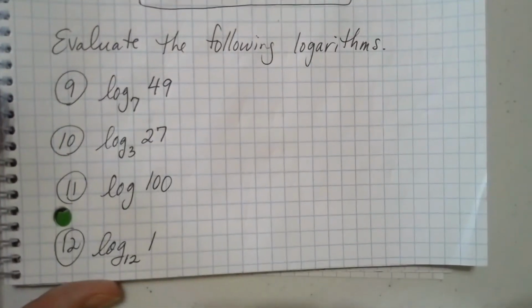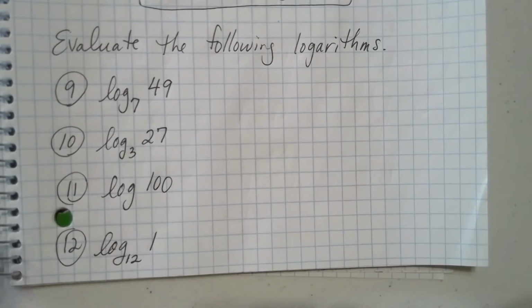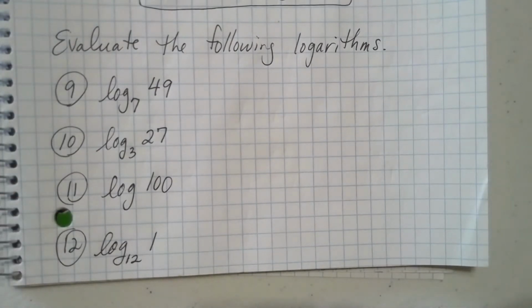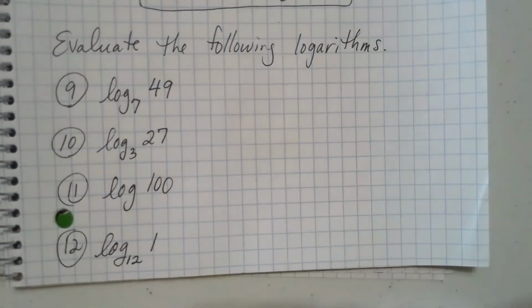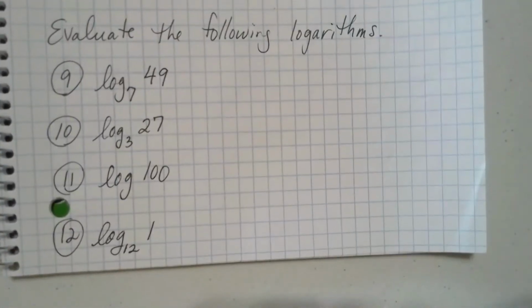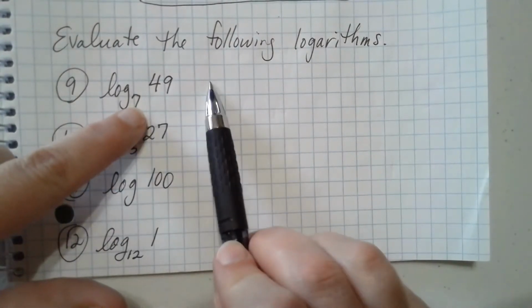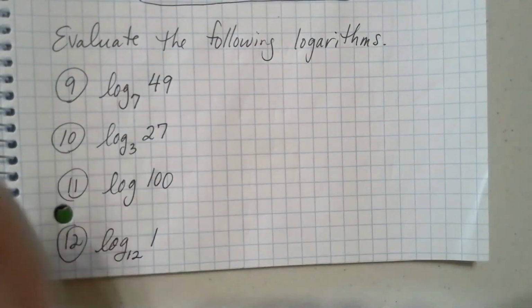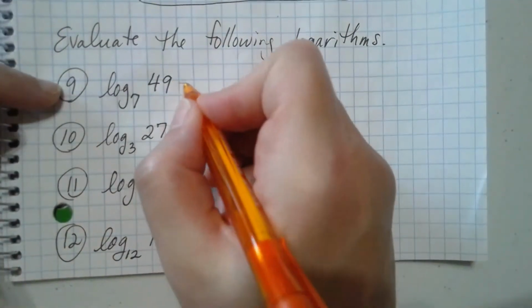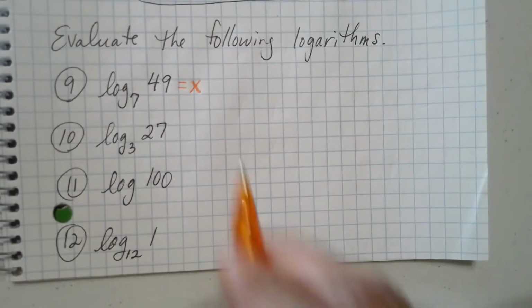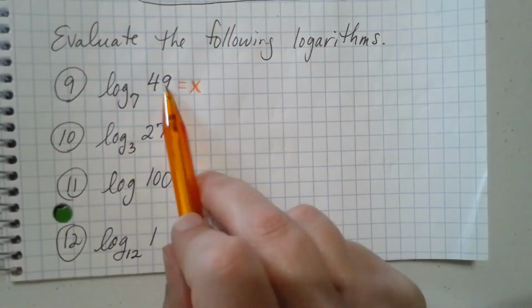All right, so we are going to evaluate a couple. And then we'll be done. Wow, this has gone quick today. Okay, evaluate the following logarithms. Okay, so this one is not just rewriting. This one is we need to figure out what number goes over here on the edge. So what I'm going to do is I'm going to put equals x, since that's what we're trying to find, right? We're trying to solve for this number. What is this equal to?